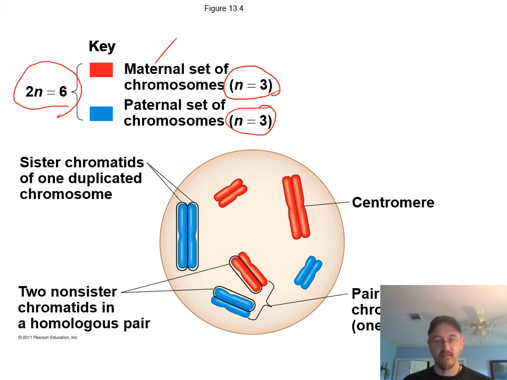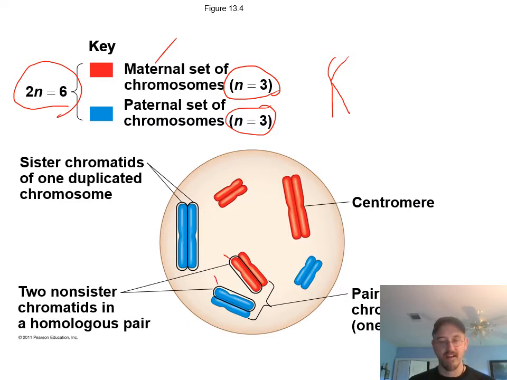Here we have sister chromatids. You know that one. That's a duplicated chromosome. So you had one chromatid that duplicated during S phase, and now it's 2. Here we have, of course, a centromere. You know that word. Now this is kind of covered up by my video. This is a pair of homologous chromosomes.